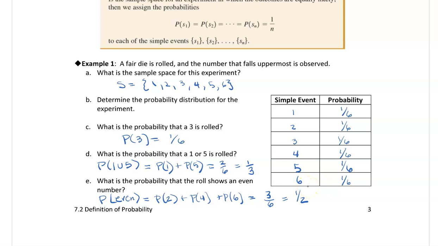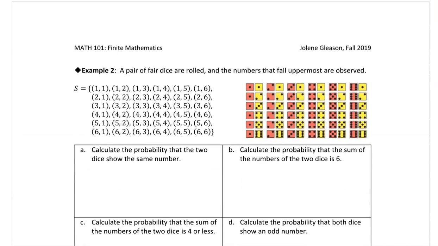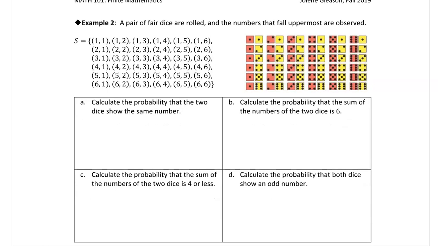Let's take a look at another example involving a uniform sample space. This one's a little more complicated. We looked at this last time. We looked at rolling a die, now a pair of dice. We're rolling two dice. I've listed the sample space out for you because it's kind of a pain to write. Here it is as a picture. You can see all the different pairs of dice that we could possibly get. So these are all the possible outcomes.